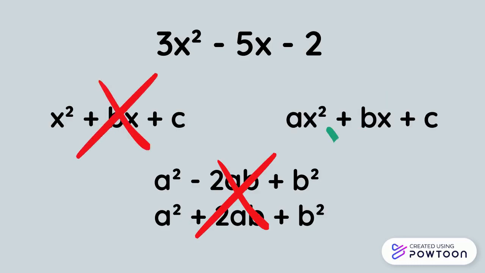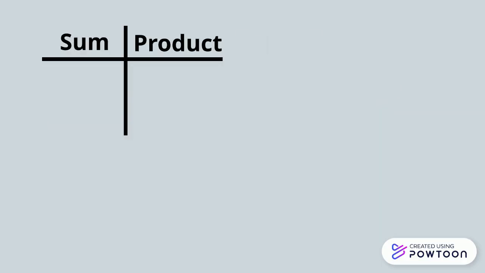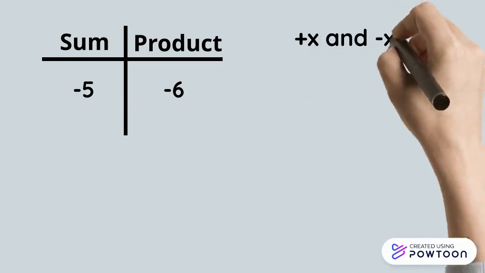To solve a complex trinomial, we would use decomposition. The first thing we would do is find two numbers that equal both the sum and the product. The sum is negative 5 and the product is negative 6. Since both the sum and the product are negative, we know that one of the numbers will be positive and the other one will be negative.